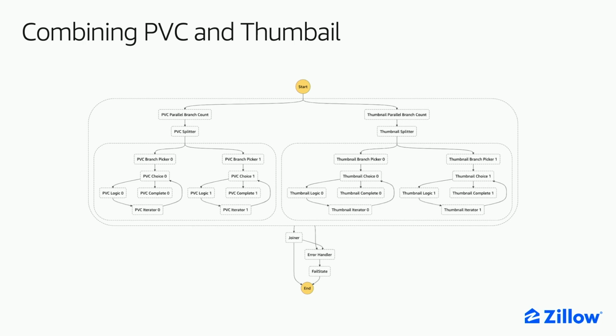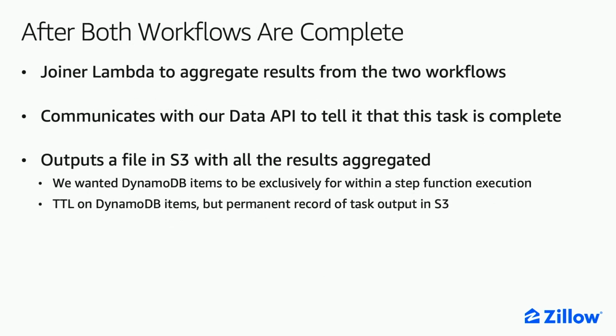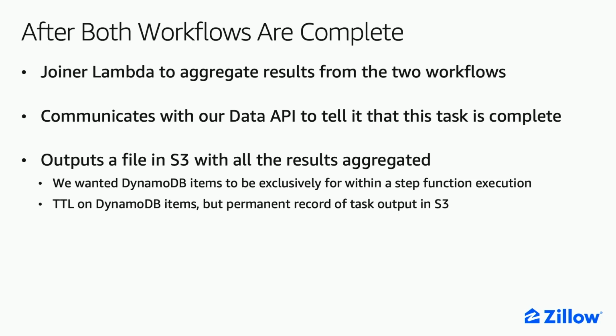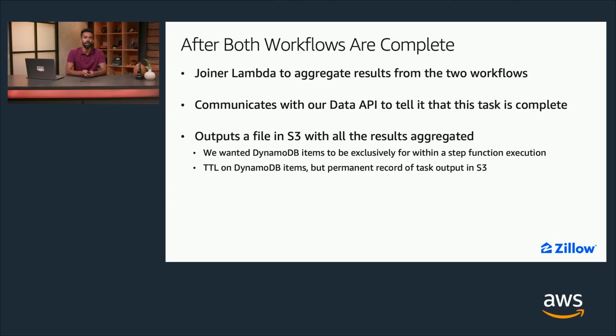Once all of the tasks are complete, we then need to aggregate the results. So after both workflows are complete, we then have a different lambda called the joiner that will aggregate the results. This joiner communicates with our data API to tell it that the task is complete, and it also writes out a S3 object with all of the results aggregated together. The reason we save it in S3 is because we can then use Dynamo as exclusively a processing storage system, and S3 as our longer-lived storage for front-end viewing. We then put a TTL on our Dynamo item so it automatically deletes.